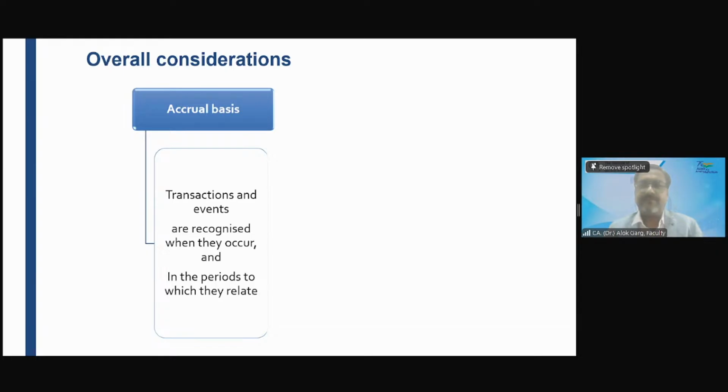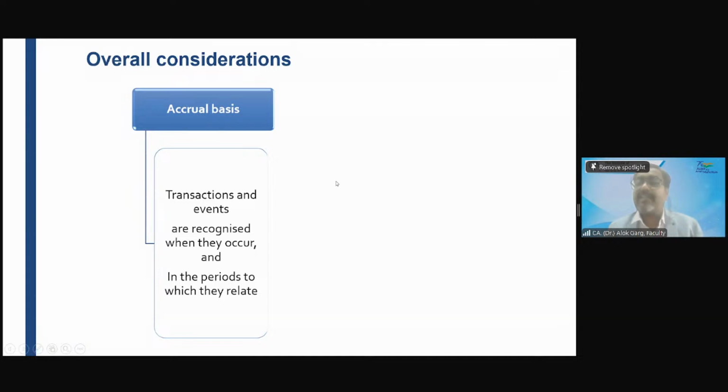When will you do it? In March. Yes. Why? Because you are preparing your accounts on an accrual basis. But if you had prepared your accounts on a cash basis, then in April, whenever we receive the money.